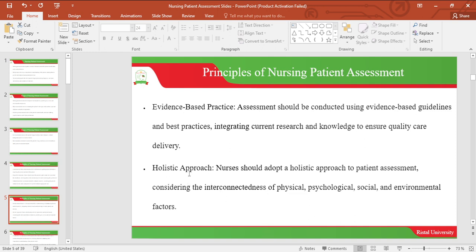The other principle is holistic approach. Nurses should adopt a holistic approach to patient assessment, considering the interconnectedness of the physical, psychological, social, and environmental factors. All these factors should be assessed because they contribute to the well-being of the individual, and at times they may also contribute to problems that could be affecting the individual.